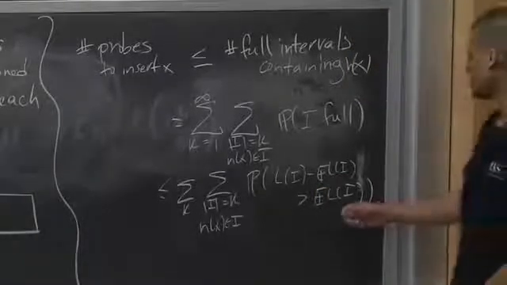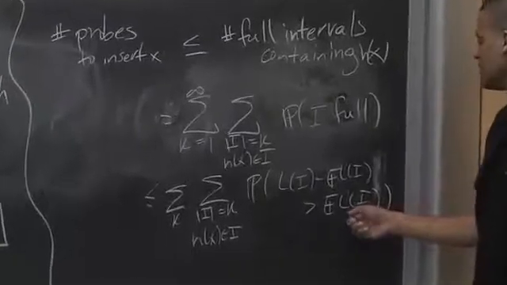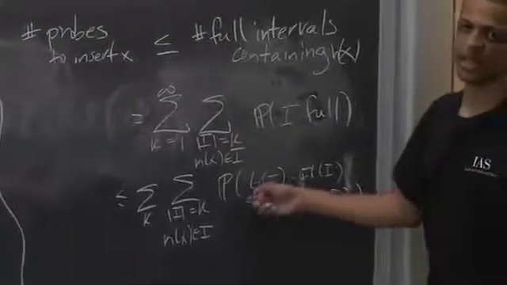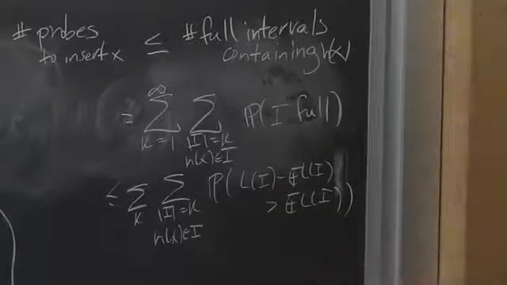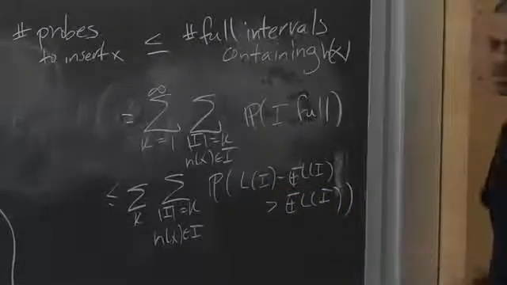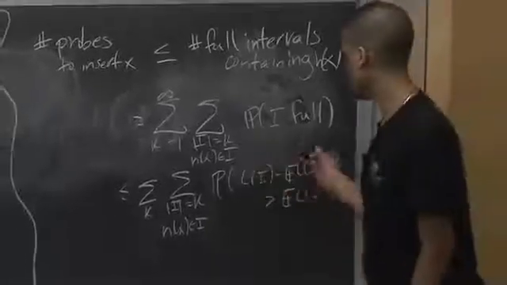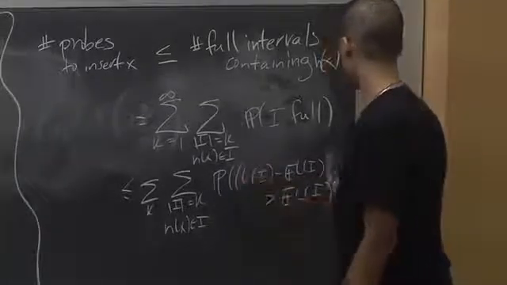Right? Because the expectation of L of I is the size of I over 2, whereas if it's full, we know that at least |I| things landed there. So it's at least |I| over 2 bigger than its expectation. And then we use the moment method. We can raise both sides to some power. We raise it to the 6th power.